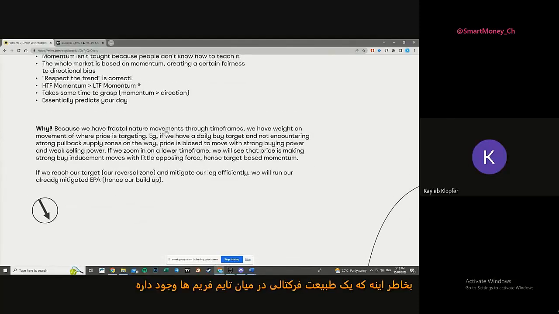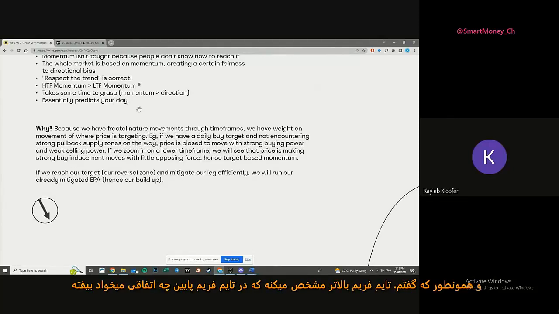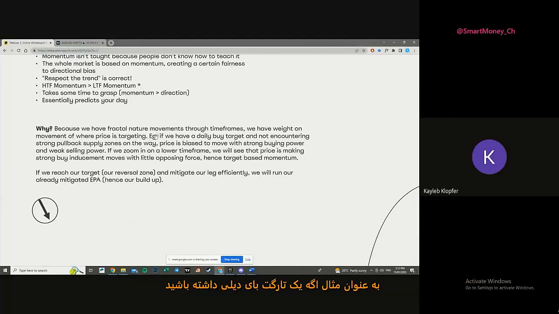It's because we have fractional nature movements through time frames. Okay, and like I said, the higher time frame determines what will happen on the lower time frame. Think of it as having a weight on movement of where price is trying to target. Give you an example. If we have a daily buy target, okay, so like if we're looking for buys, and we're not encountering strong supply zones, so strong sell zones on the way up, price has a bias to move to that target with strong buying power, and weak selling power.